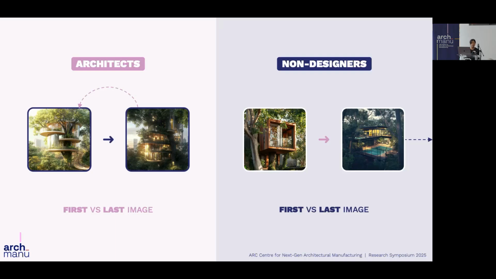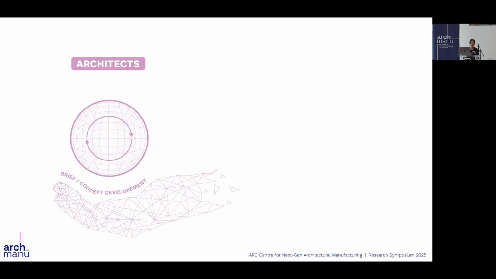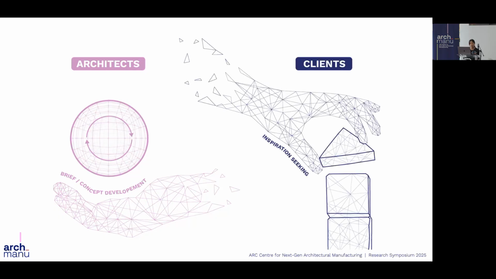And so what phase 2 ultimately told us is that while there are opportunities for architects and clients to share decision-making responsibilities, on the one hand, architects should lead in activities of brief or concept development as they are more skilled in terms of prompting, whereas on the other hand, clients should lead in activities of inspiration seeking or idea generation as they are more skilled in being inspired or gaining ideas from ImageGenAI.